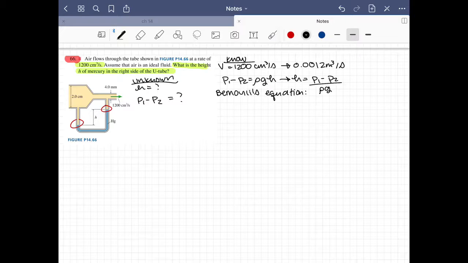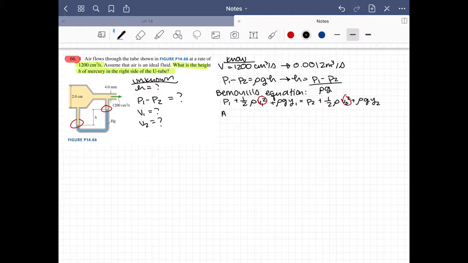But I think I can use Bernoulli's equation because it relates P1 and P2: P1 plus 1/2 density times velocity squared plus the density times gravity times y1 is equal to P2 plus 1/2 density times the second velocity squared plus density times gravity times y2. But now with this equation, I need to find V1 and V2, so I'm writing that down in my unknowns.